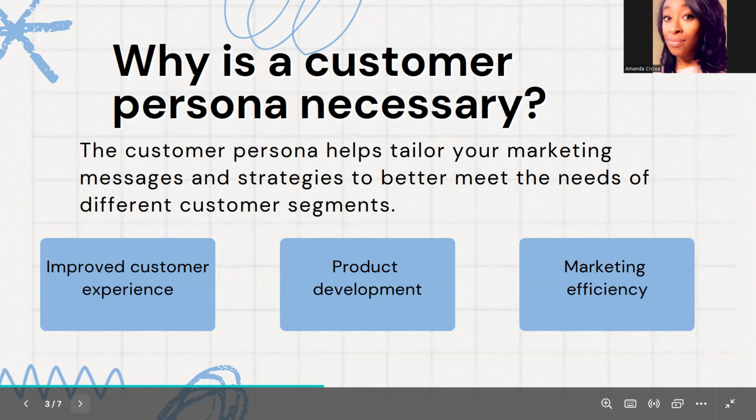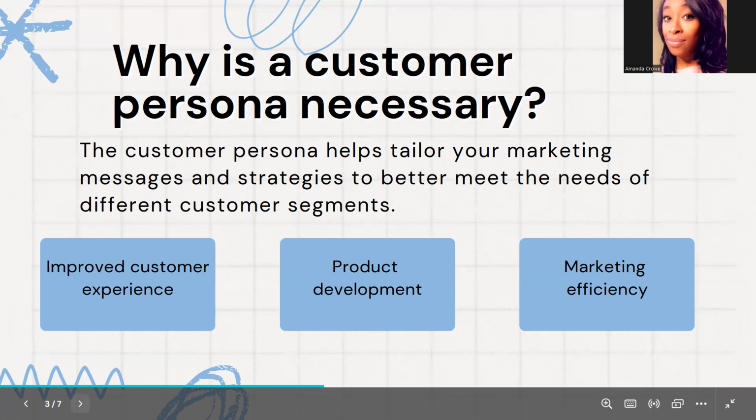Okay. So having a customer persona helps you connect with your customer, your target customer, and then it helps you meet their needs better. Now, it's done through improved customer experience. And this basically enables personalized interaction, leading to a higher customer satisfaction as well as loyalty. Loyalty is important. It costs more to get a new customer than it costs to keep the customers that you already have. Okay?